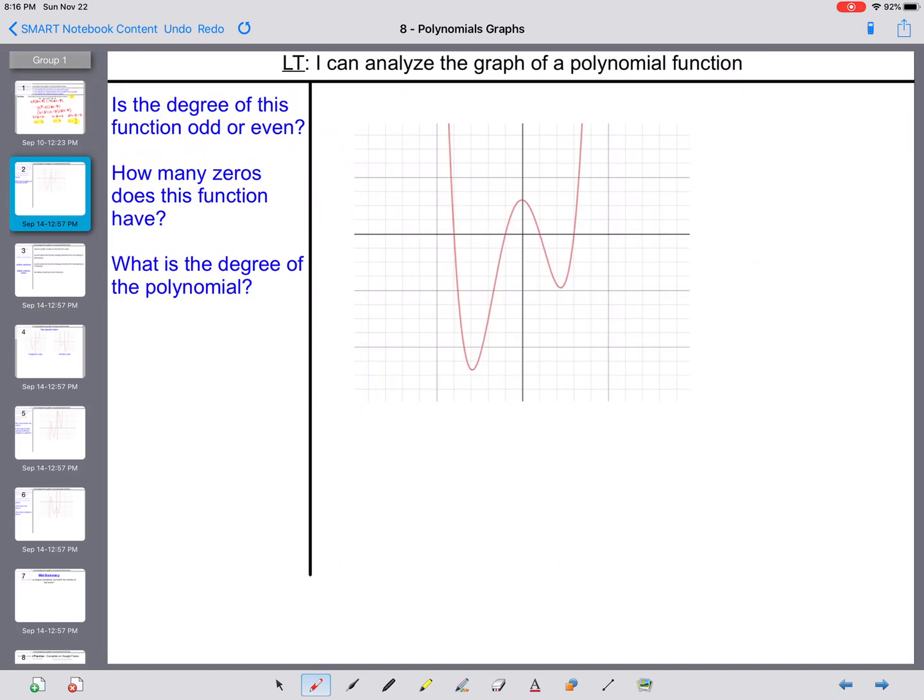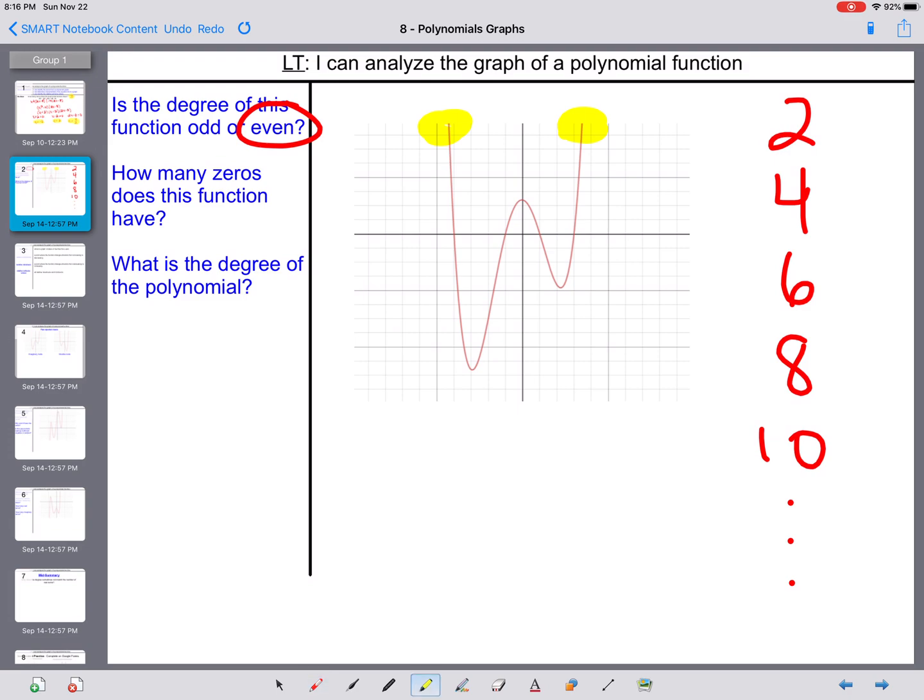So if you look at this first example, it asks if the degree of this function is odd or even. Just by looking at the fact that it's ending off in the same direction, that tells us that it is even. So obviously our options for a degree are any of these numbers and so on. So what we're going to do now is look at the graph, and we'll be able to count up the number of zeros and the degree of the polynomial.